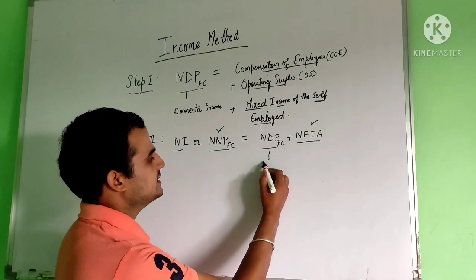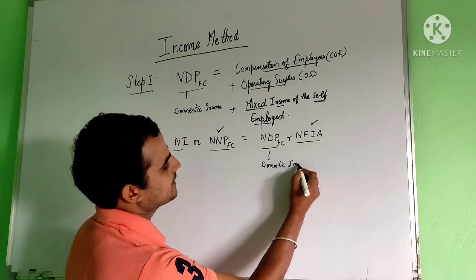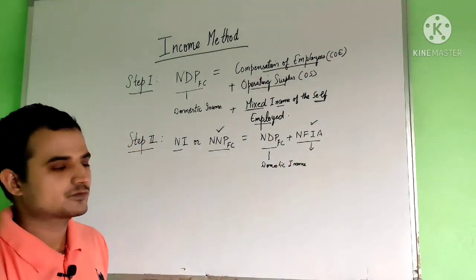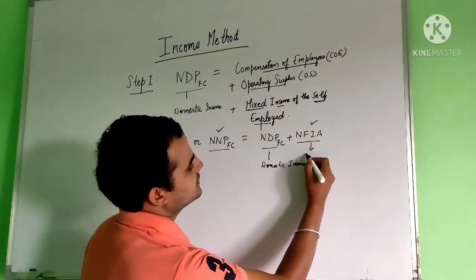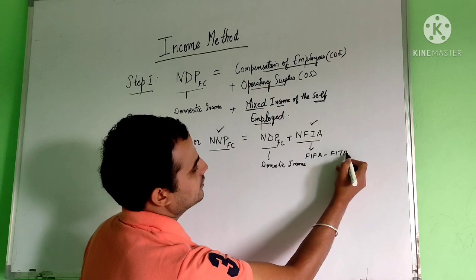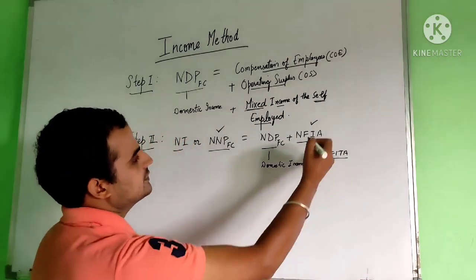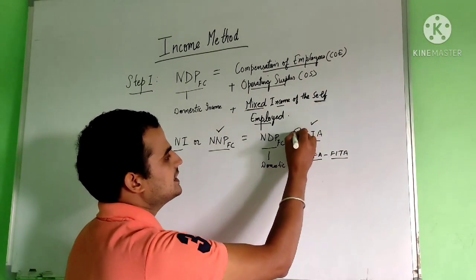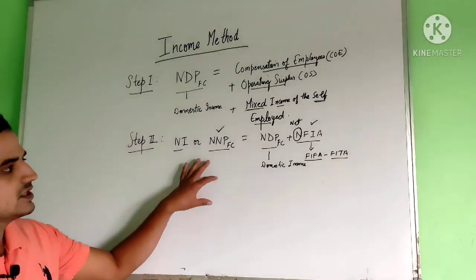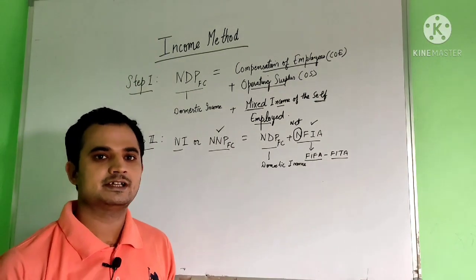This is your domestic income, and this is income from abroad. This is FIFA minus FITA, factor income from abroad minus factor income to abroad. We will reach at net factor income from abroad. This is net factor income from abroad. So this is the way to reach at national income through income method.